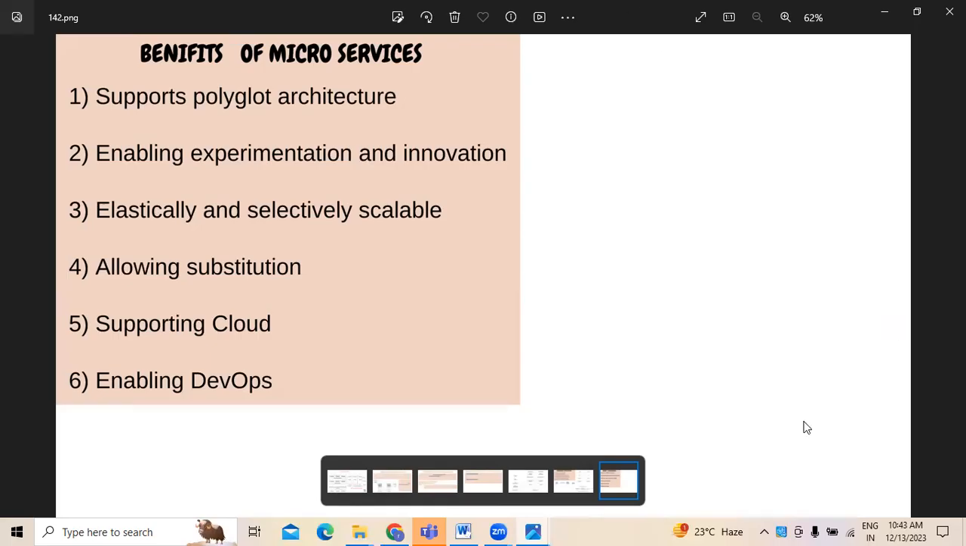Is it clear to you, Aishwarya? Yeah, yeah. Yes. Right.